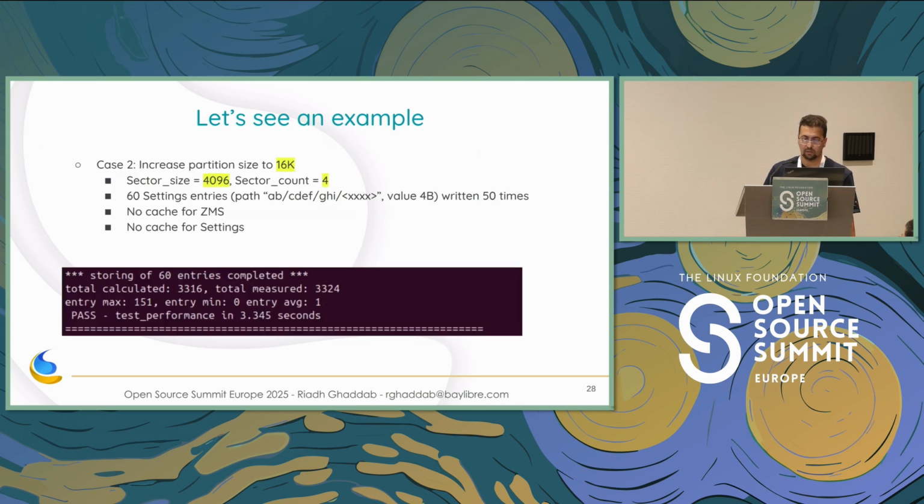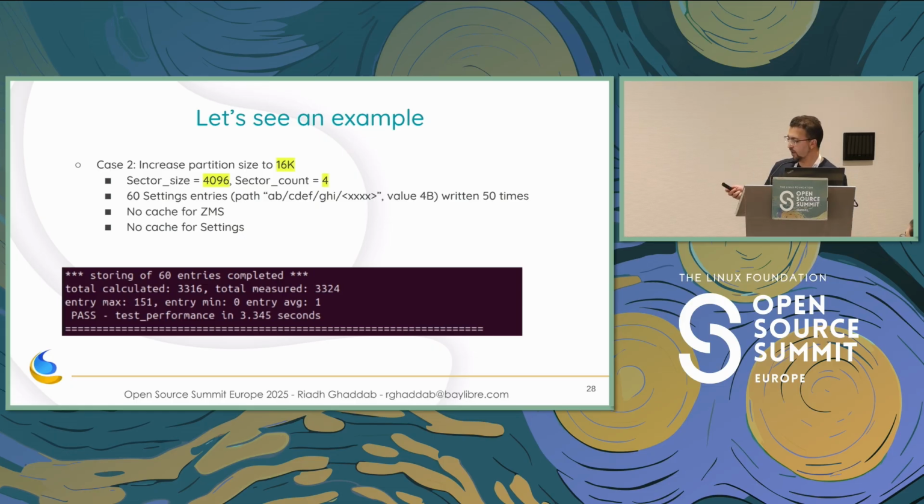But let's look at case 2. We increase the partition size to the double, so we have 16K now. It means that we theoretically have 3 sectors of 12K that we can use, and we do the same test, we didn't change anything. Now we go down to 3 seconds. The same test runs in 3 seconds instead of 20 seconds.